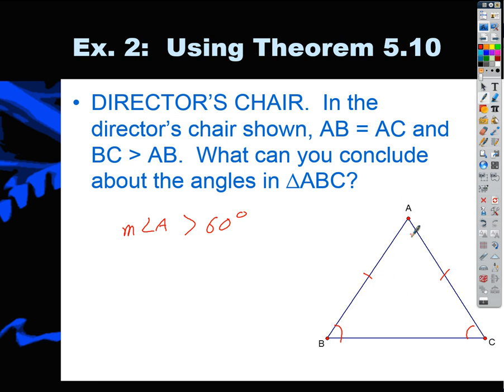Well, how much bigger does it need to be? Well, there's no amount, right? It could be infinitesimally bigger, but it's just got to be a little bit bigger than 60, right? 60 would be the case if it was equilateral or equiangular. So what could you tell me about the measure of, say, angle B? It's got to be less than 60, doesn't it?